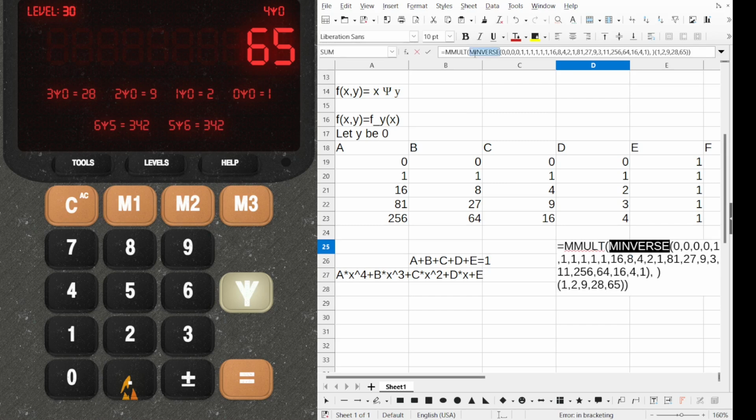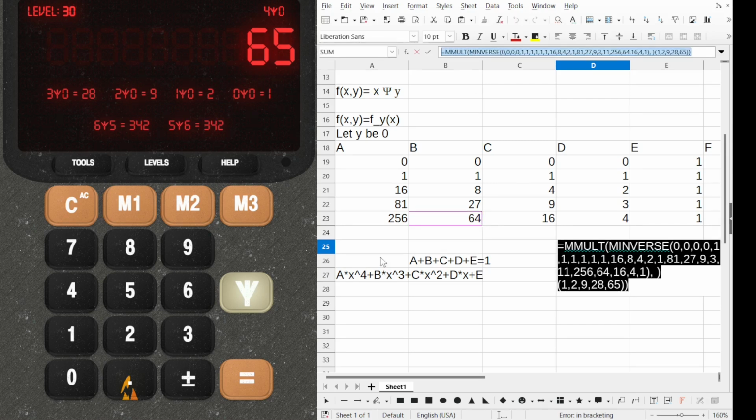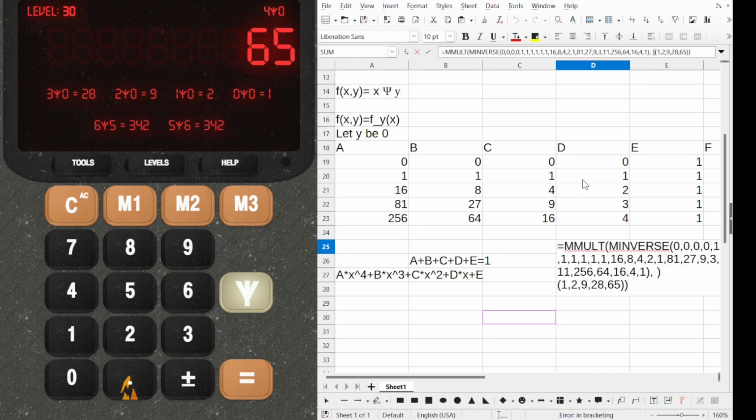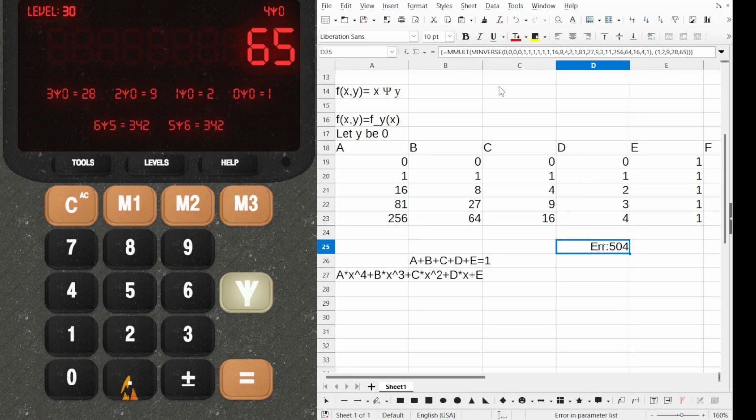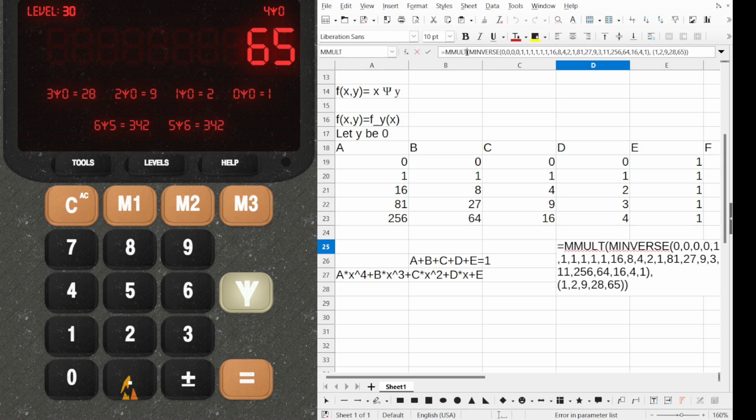No. Apparently this does not work. In that case, I will probably need to... What's this one for? This one isn't needed. Still not working. MINVERSE, matrix inverse. I want the inverse of A, which is 1, 2, 3, 4. This is A. I want the inverse of this one.